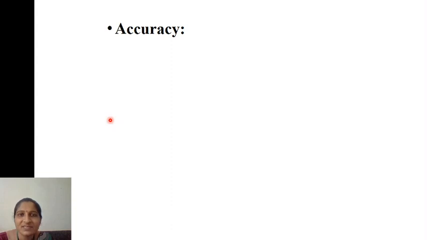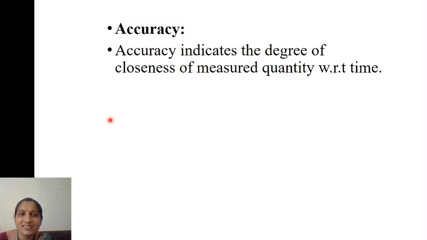Accuracy. So what is the meaning of accuracy? Whenever you are measuring a quantity, you check how accurate the instrument is, right? Accuracy indicates the degree of closeness of the measured quantity to the true value. How close the reading is to the real value, that is the closeness of the measured quantity. This is nothing but accuracy.